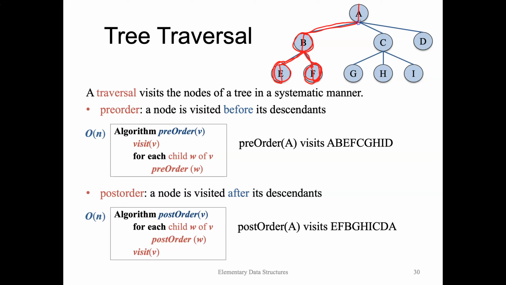We go back up to A. A still has children left, so we go down to its other child, C, which also has children, so we go down to its children. And we can now visit G, and then H, and then I. Now we can visit C, because we've already visited all of its children. And then we work our way back over to D. And now that we've visited all of A's children, we can finally visit A. So A gets visited last. Notice, this is the order in which we visit nodes with a post-order traversal.